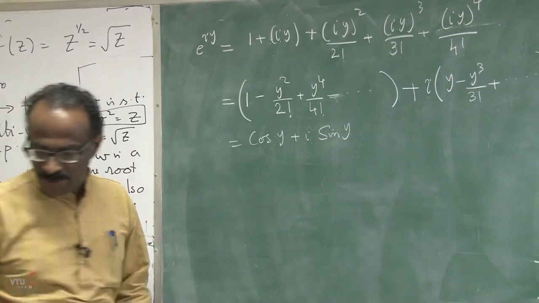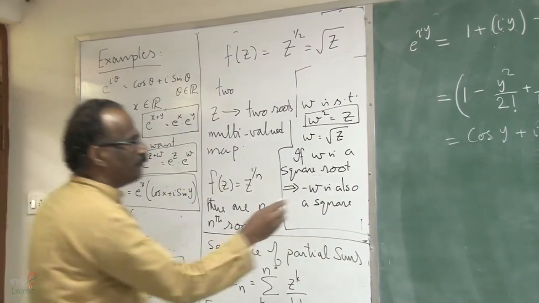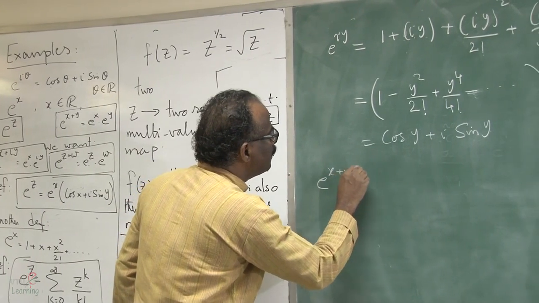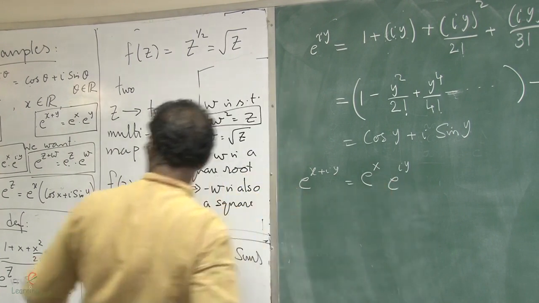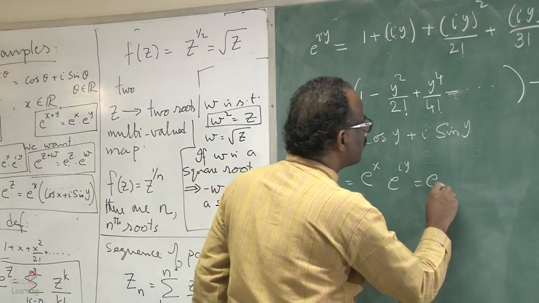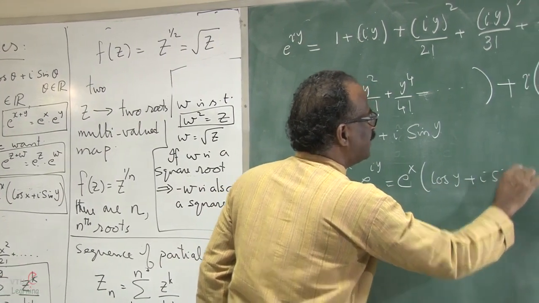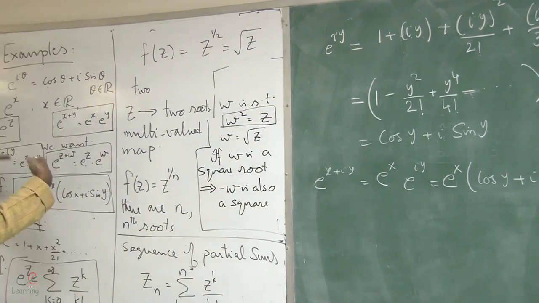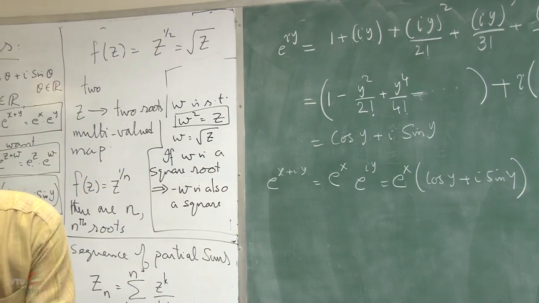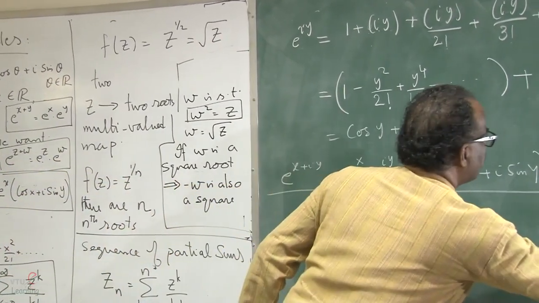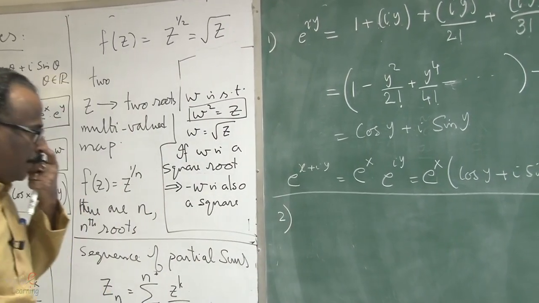So you have your familiar formula, and in particular, e power x plus iy is the same as e power x into cos y plus i sin y. This is the formula you wanted, which also can be proved. This is just to demonstrate that both formulas are the same. So by expansion, you can get your formula here. Another important property, this is one. Another important property which I want to do here.